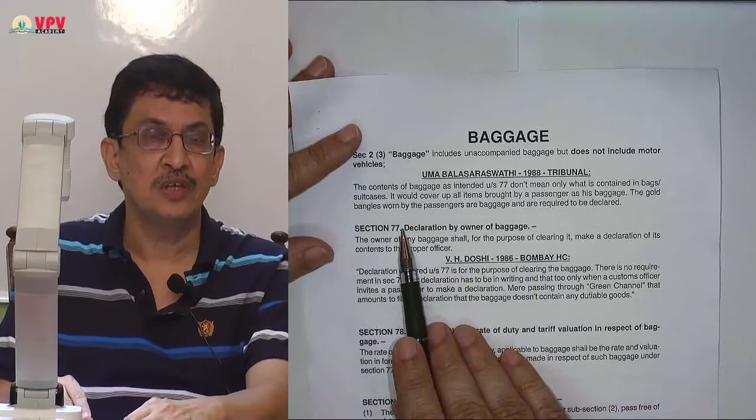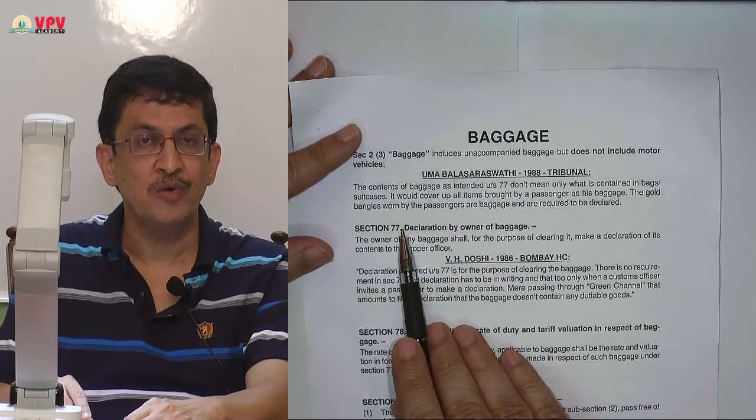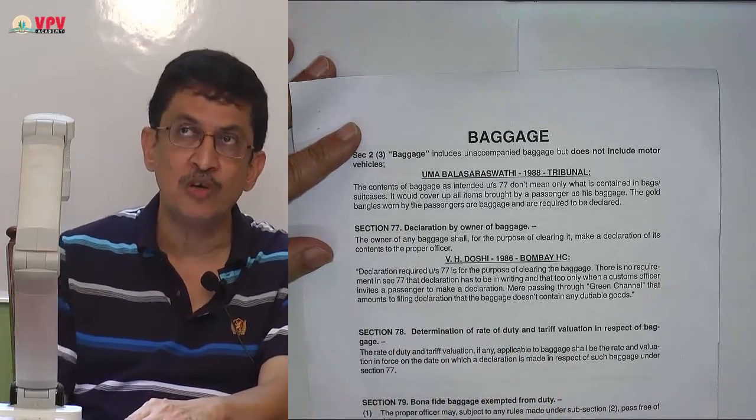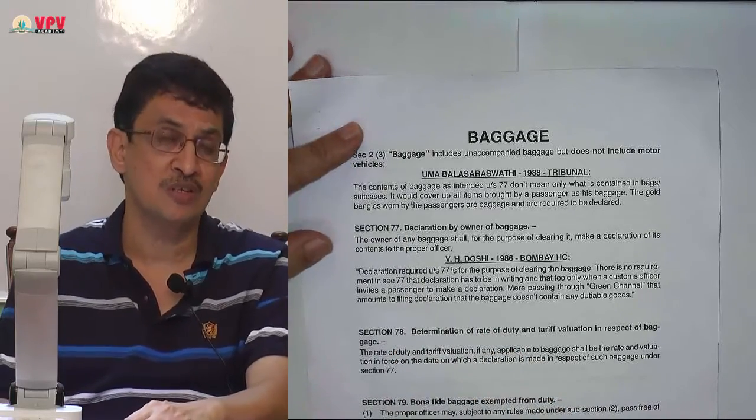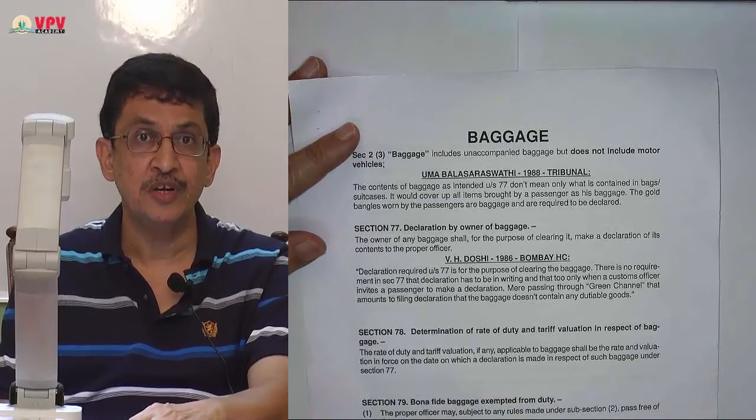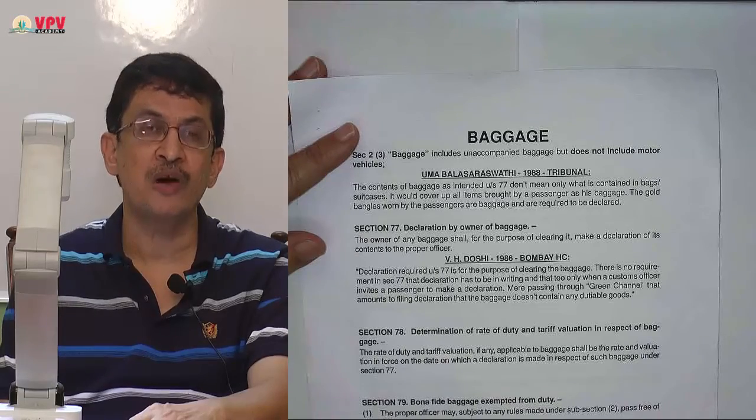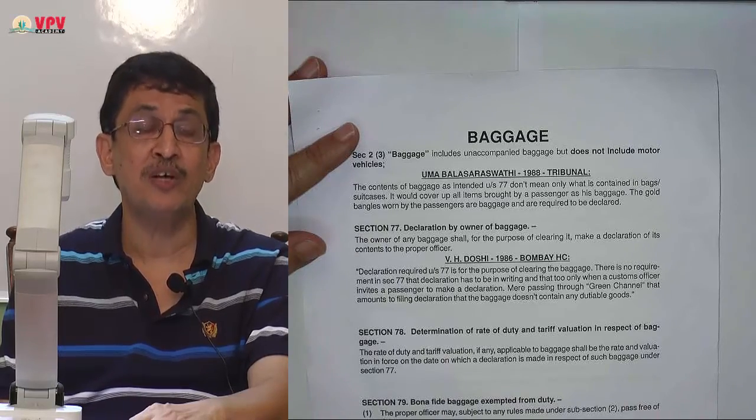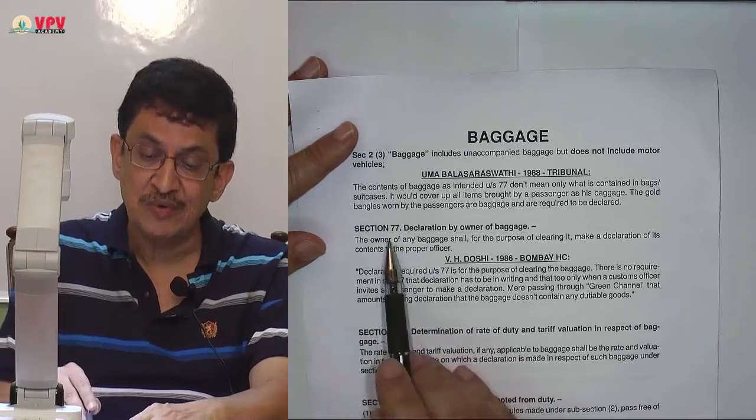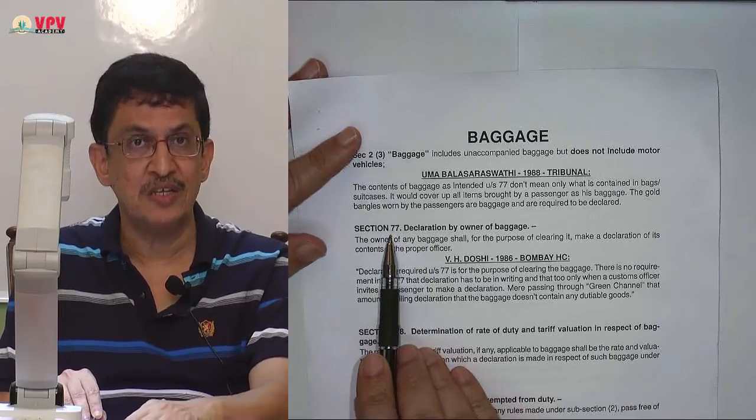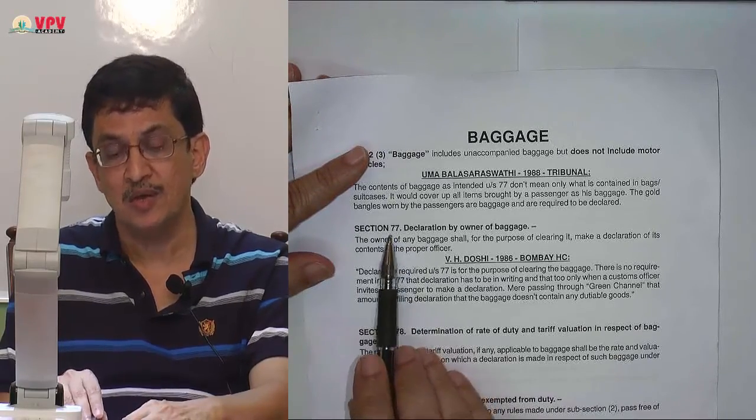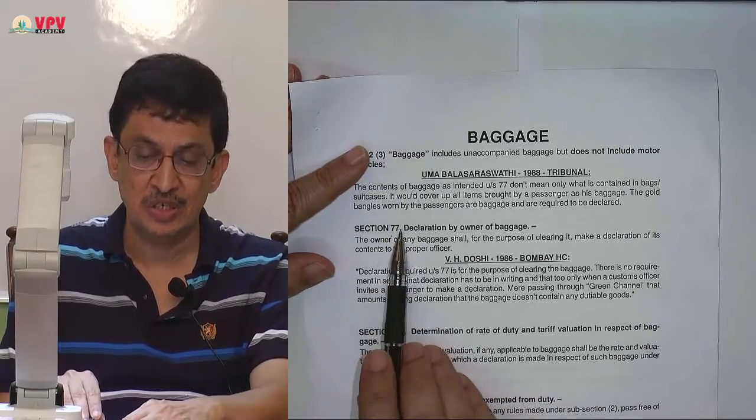Section 77. If you are coming from abroad and if you have dutiable baggage, you are supposed to make a declaration. If you remember, for import of cargo, you are filing a bill of entry for home consumption. For export of cargo, you are filing a shipping bill. If it is import and export by post, you are filing a label. So what is the document of entry for baggage? It is filed under section 77. Section 77 says if you are bringing dutiable goods, you are supposed to make a declaration under section 77.